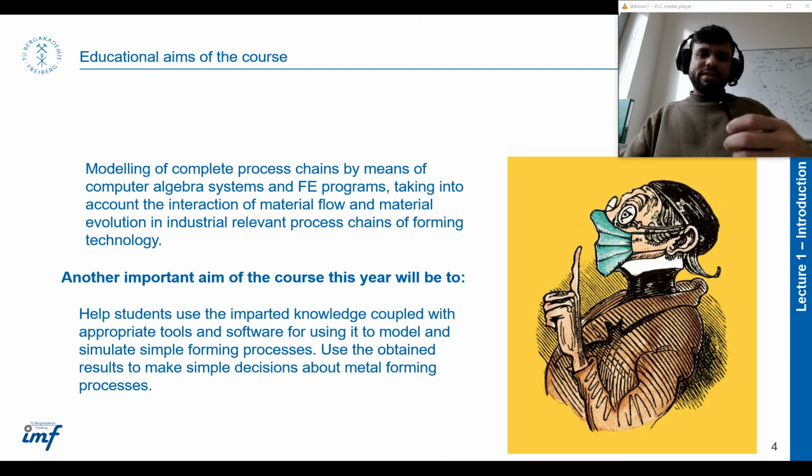So this is basically the educational aim of our course, to help you with learning the tools and technologies which can assist you with understanding the interaction of material flow and material evolution, industrial relevant processes related to metal forming only.